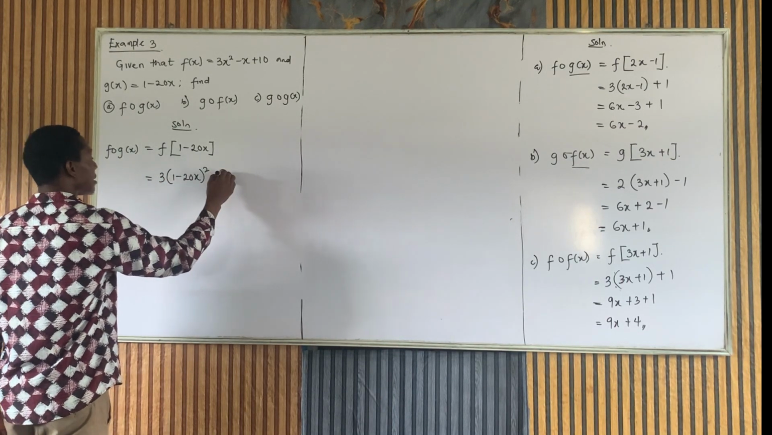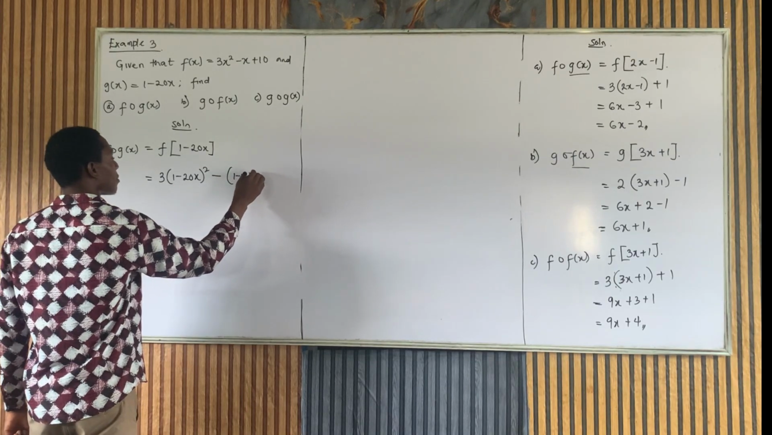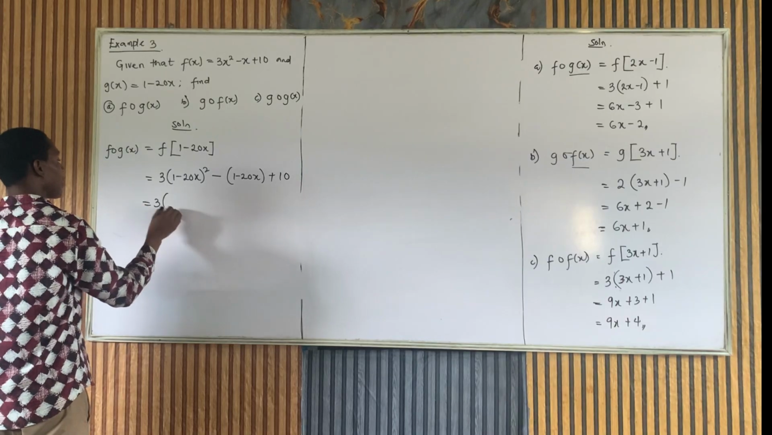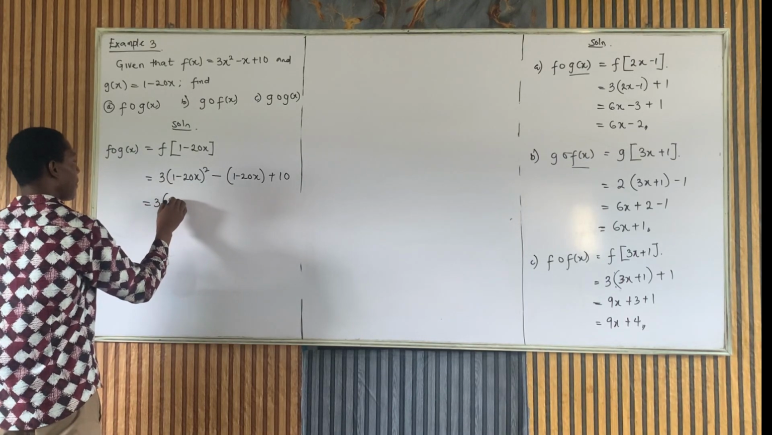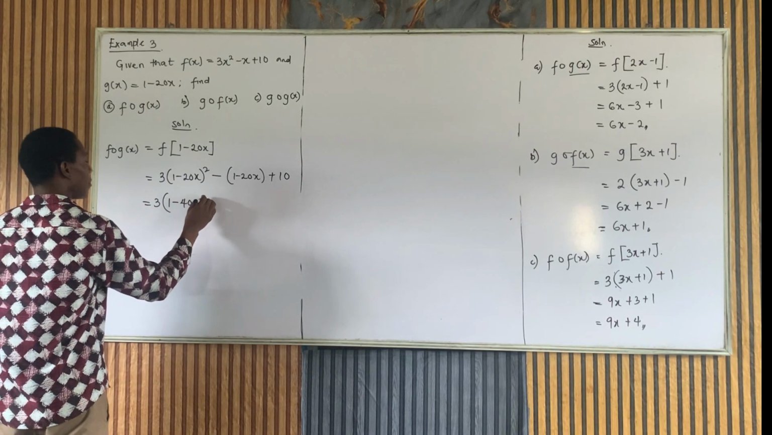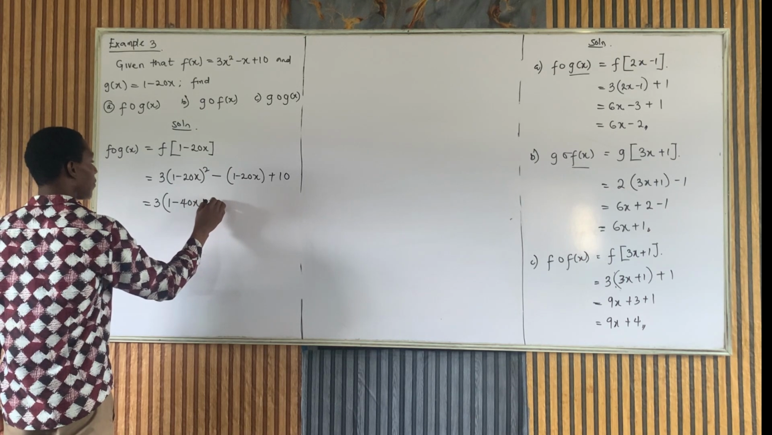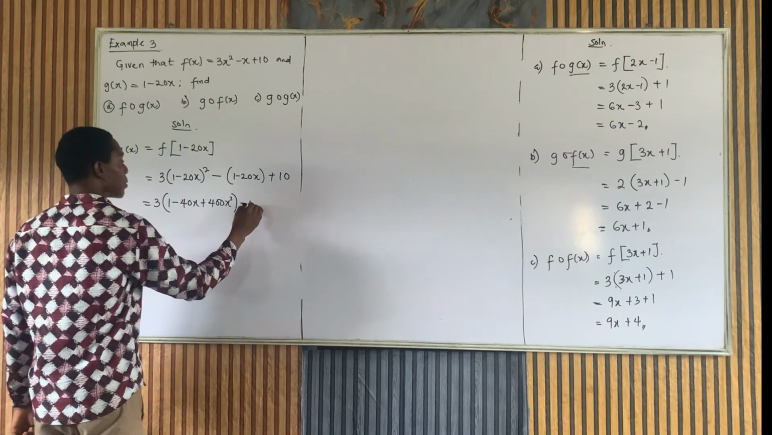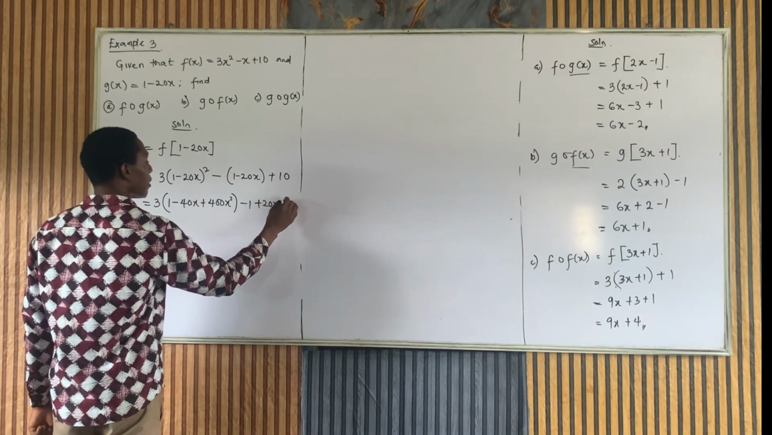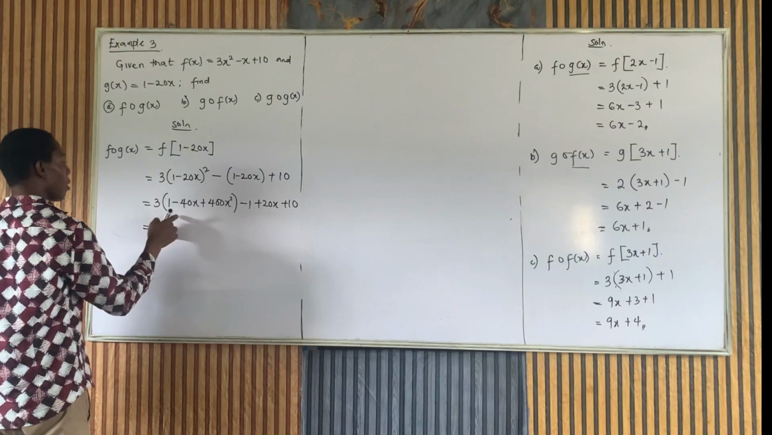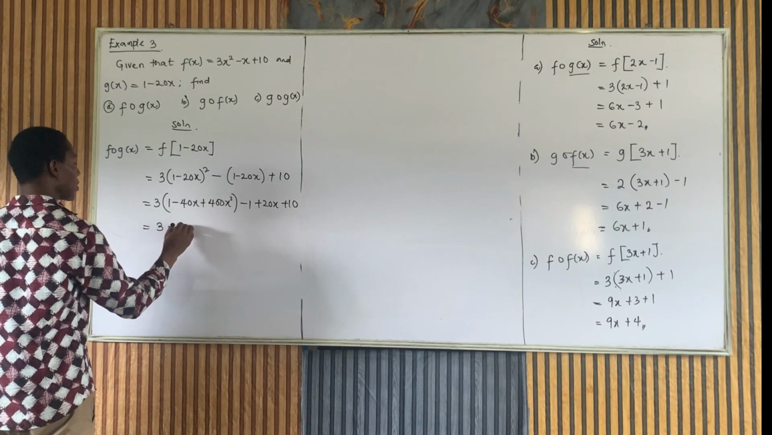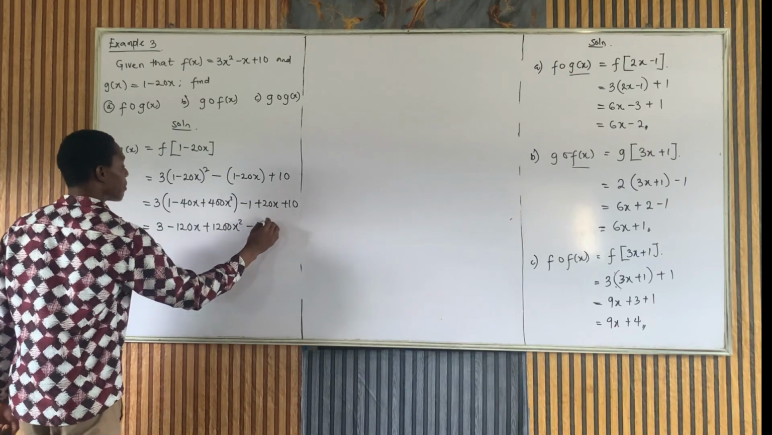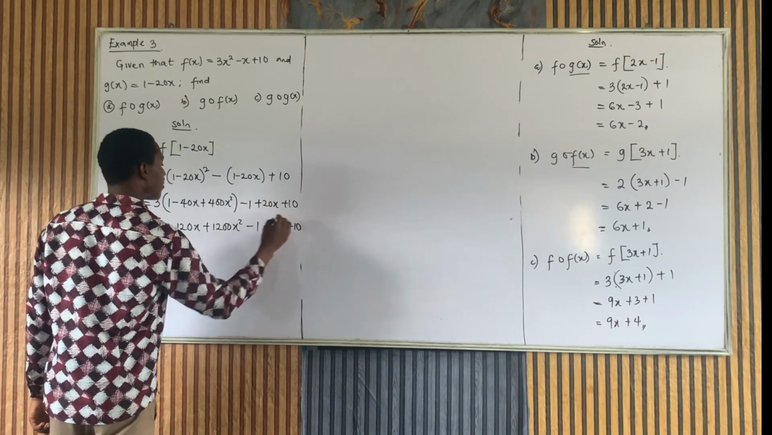Then minus this same thing. Then plus 10. So this will be 3 into, if we square this, we're going to have 1 minus 40x plus 400x squared. Then minus 1 plus 20x plus 10. So opening this up will give us 3 minus 120x plus 1200x squared minus 1 plus 20x plus 10.